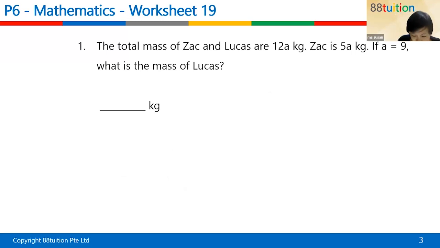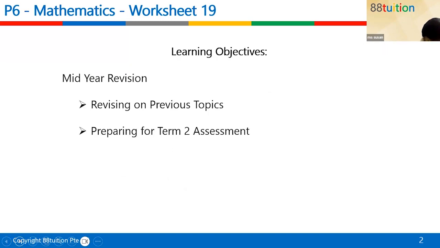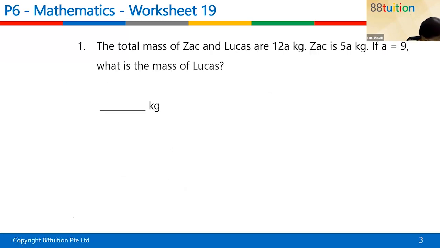Oh, the total mass of, that's for question 1. Yeah. So there are 2 persons mentioned here. For both of them, will be 12A kilogram. So for Z itself is 5A. Right? So 5A. So Lucas must be 7A because 12A minus 5A. Then you get your 7A for Lucas.